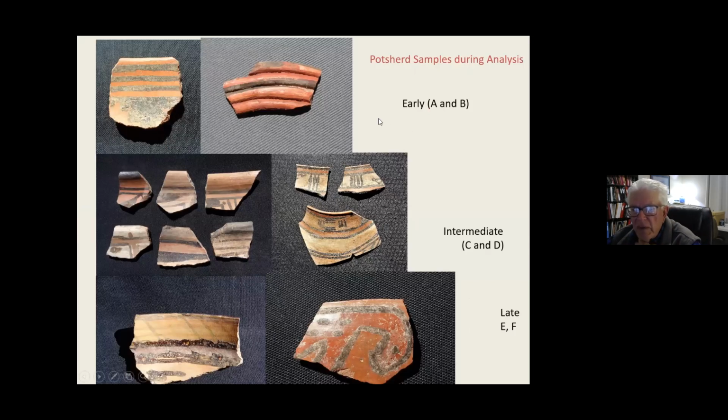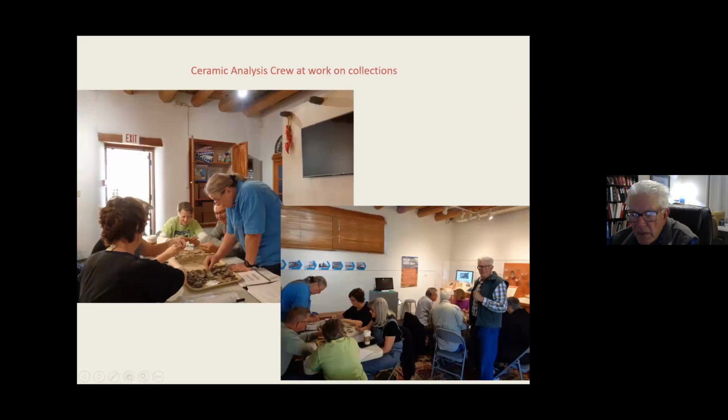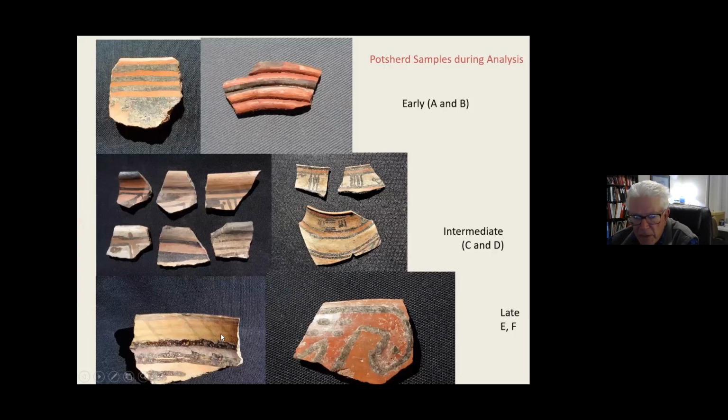Here are some potsherds that came from the testing. These are glaze A, and you saw some whole vessels a few minutes ago. These are intermediate glazes, in other words, glaze C and D going on in time. And this is later glazes of E and F.